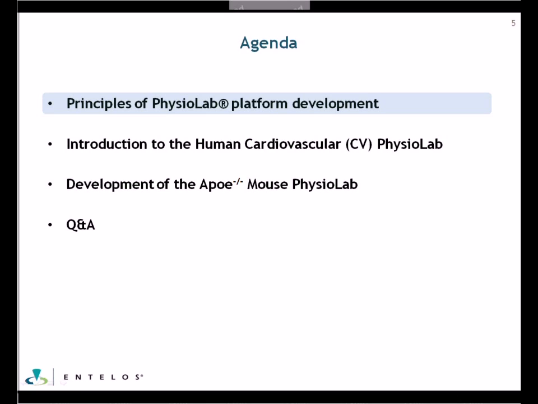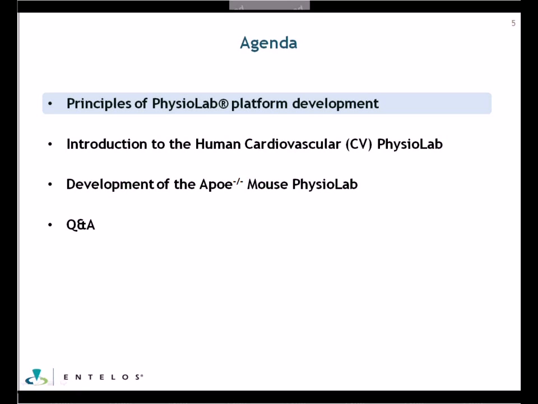I structured this presentation into 3 sections. We'll begin by going over some of the background principles in the development of Physiolab models that are common to all the work that's done here at Intellos. I'll then provide you with an overview of the human cardiovascular Physiolab, which has been one of our real workhorse models over the years, but that we continue to evolve to capture the latest scientific information on cardiovascular disease.